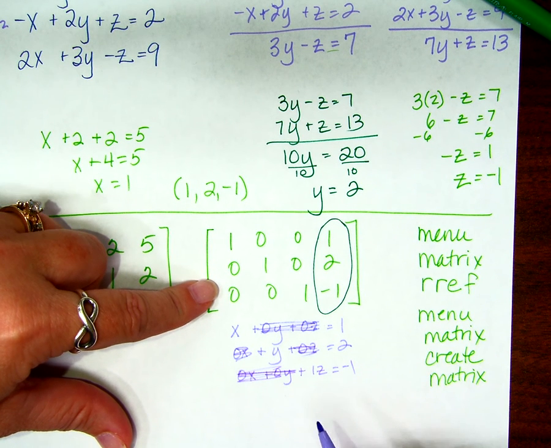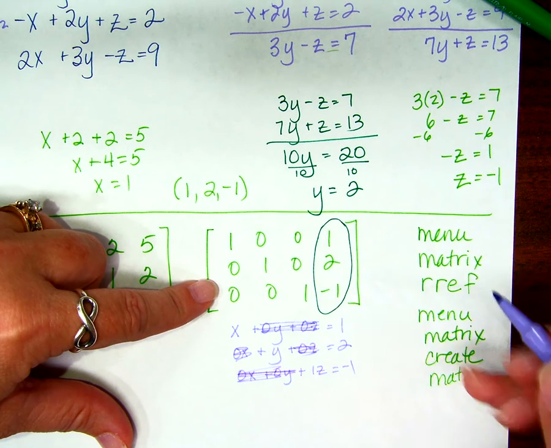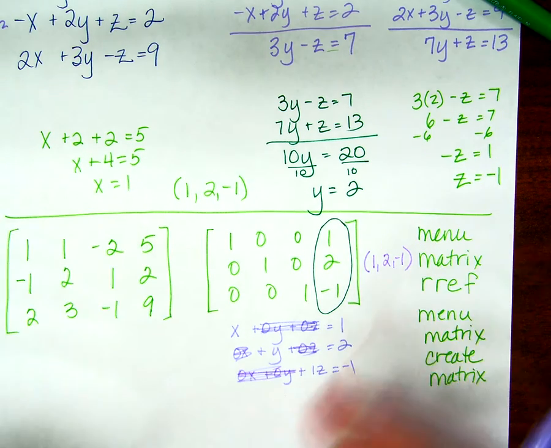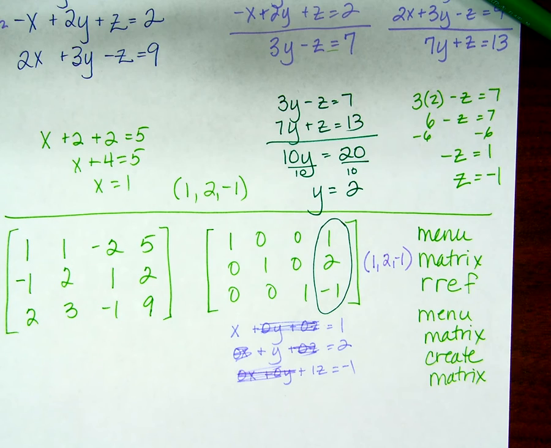Oh my geez. There's the answer. I still have to write it. How do I have to write it? As a point. Because it's still an ordered triple. It's still a place in space where three planes or three things are meeting at one point.